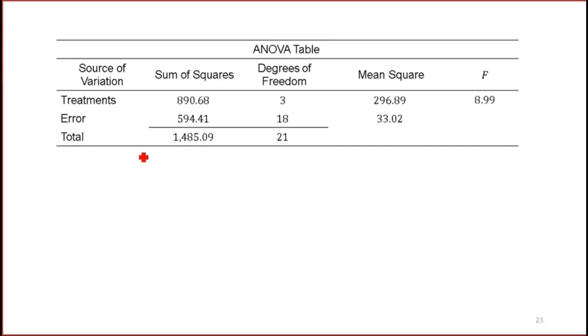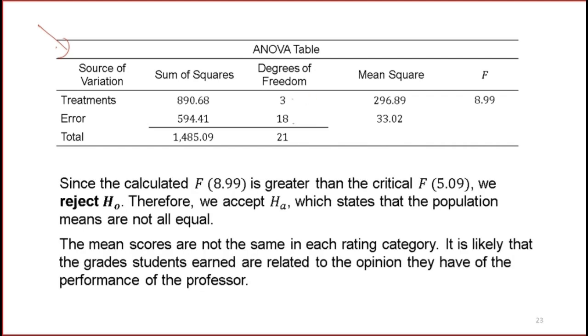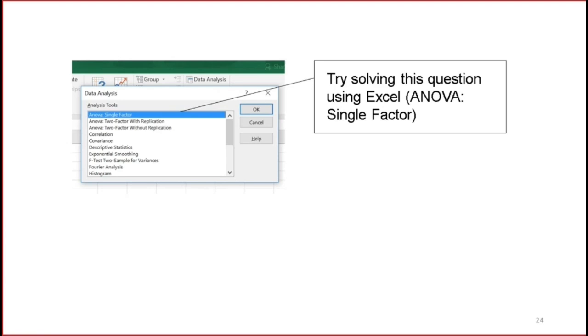This is the summarized table, where this one is for the numerator and this one is for the denominator. Since the calculated F is greater than the critical, we need to reject the null hypothesis. Therefore, we accept the alternative hypothesis, which states that the population means are not all equal. This actually depends on your hypothesis. You can also try using ANOVA.